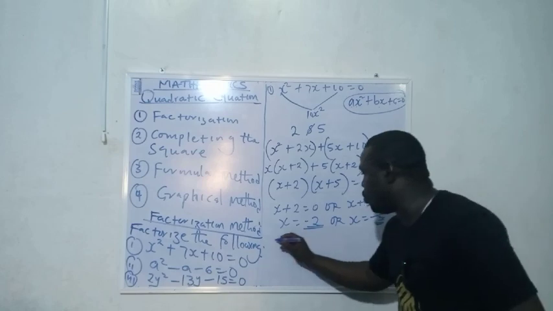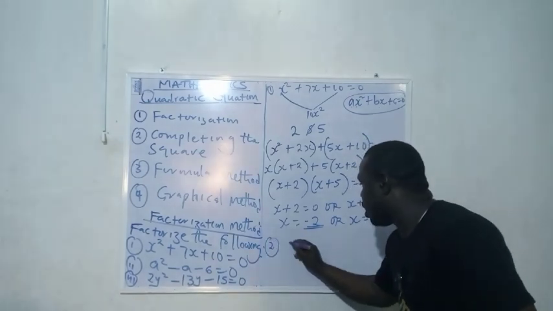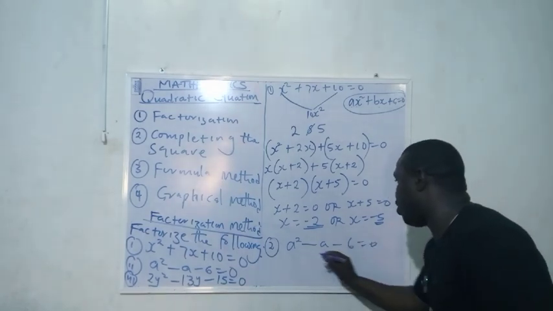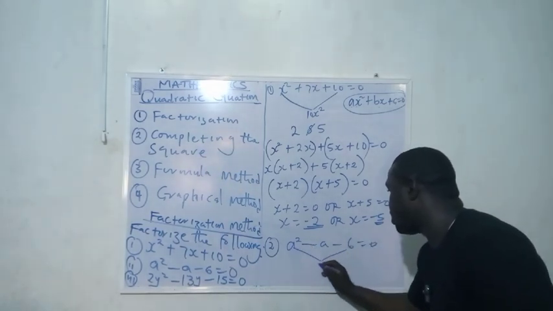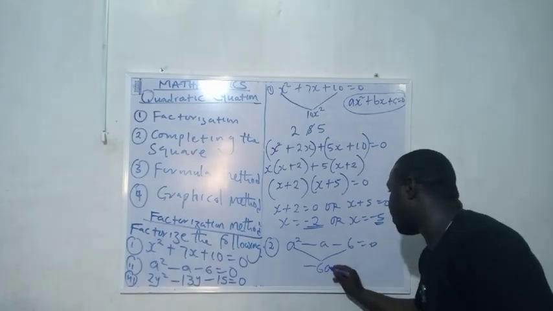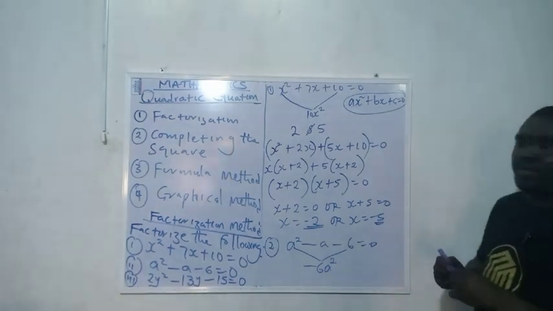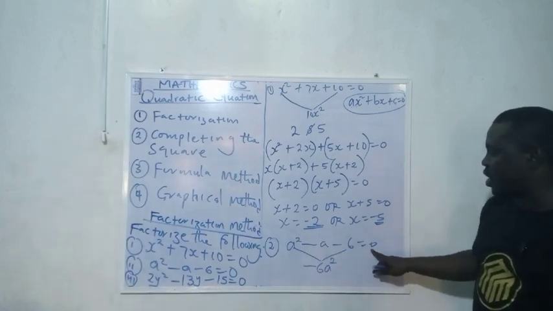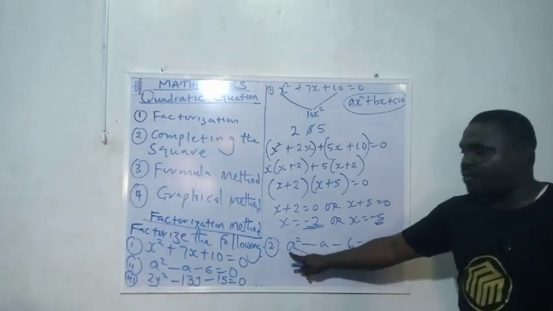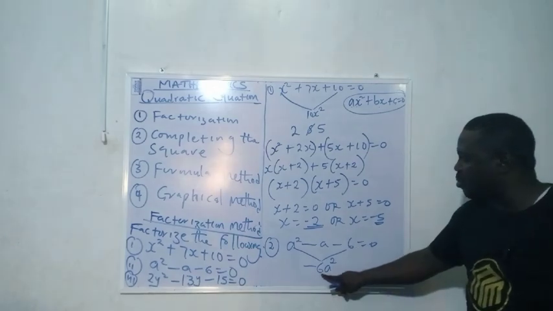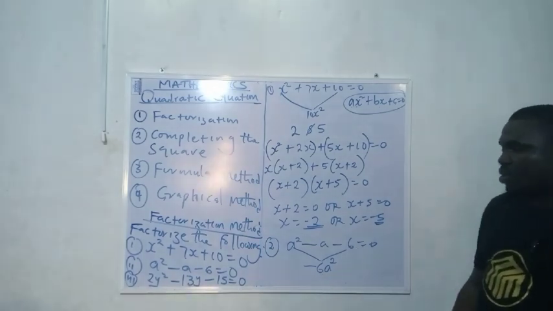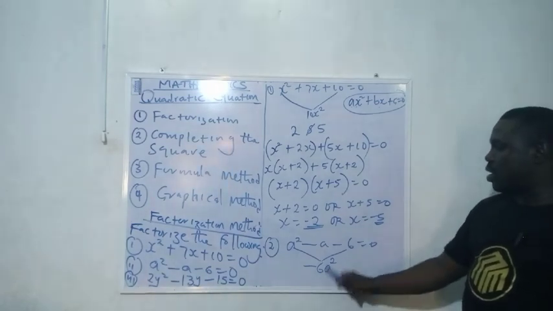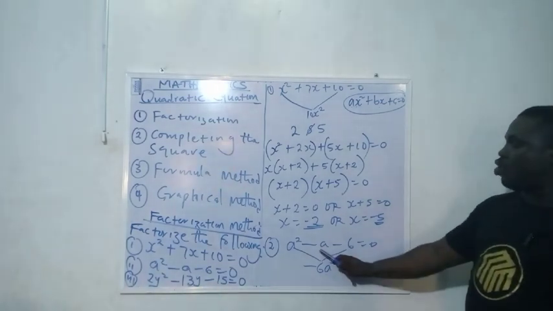We go to question number 2. In question number 2, it's a little bit dicey. Unlike the first one that was straightforward, this one we're having negative sign. So here we have a squared minus a minus 6 equals 0. And so I'm multiplying the first term with the last term, and it's giving me this. Then I'm going to ask a question. Two numbers I can multiply that will give me this, and when I add the two numbers, I'm going to have this.